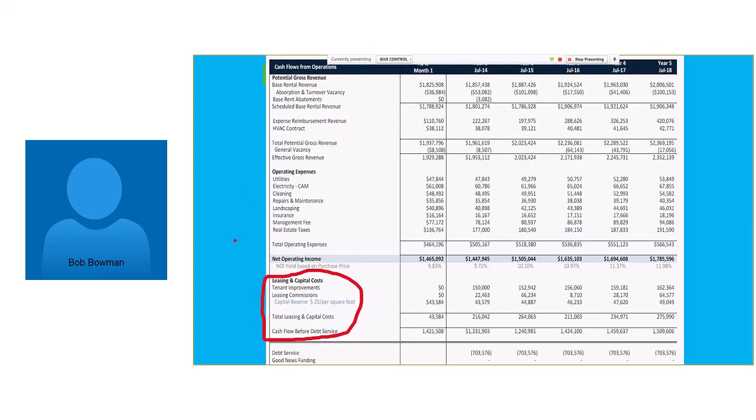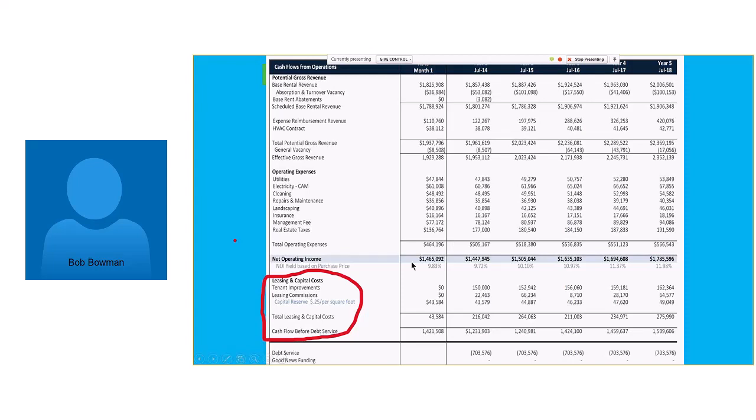You notice that on the bottom here, it says leasing and capital costs. So you have two things. You have your effective gross income right here. And month one, this is our stated in-place income from the seller. This is an actual deal, by the way. This is the stated in-place income. So we have our income here, and then we have our expenses here, and then we have our net operating income.